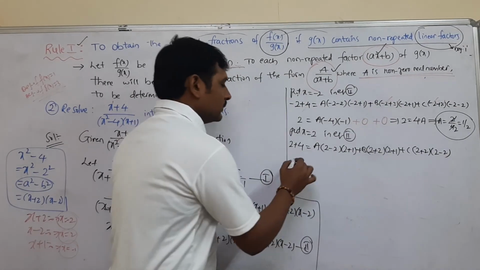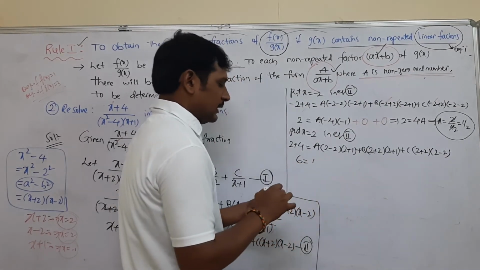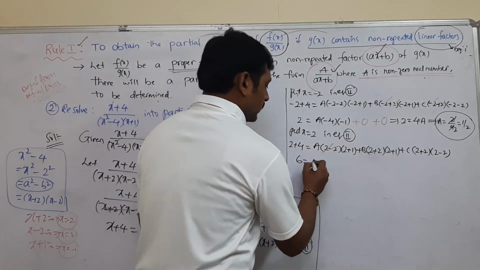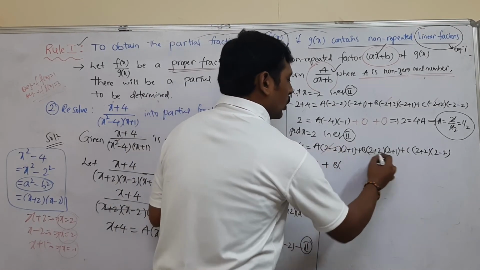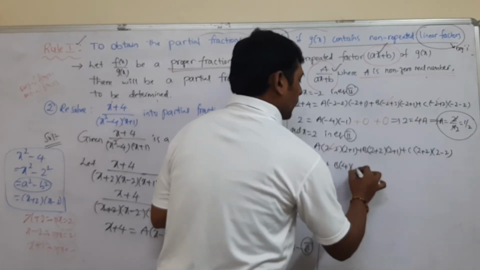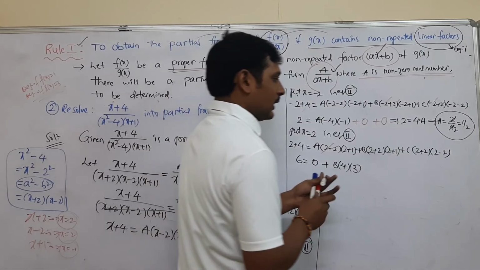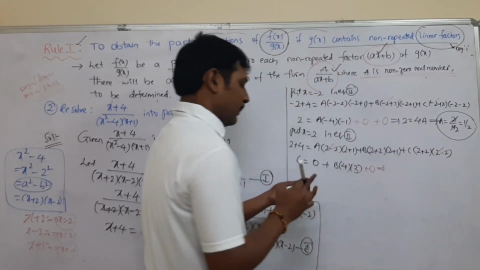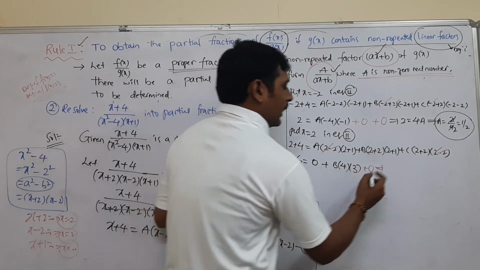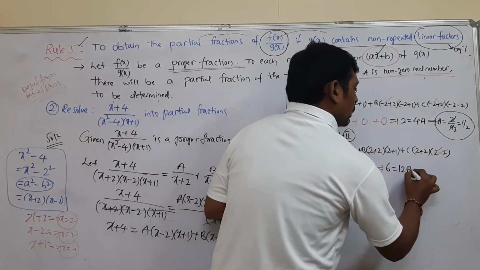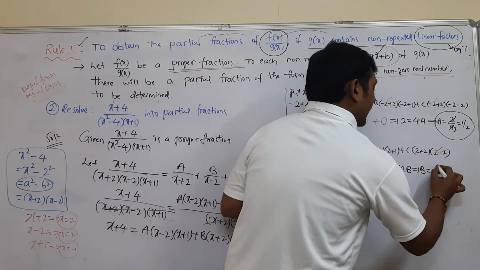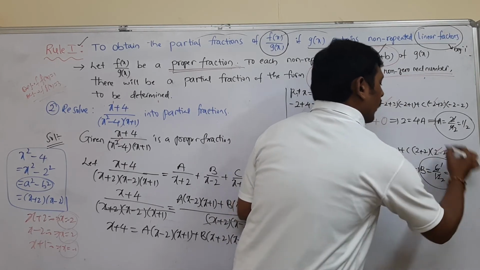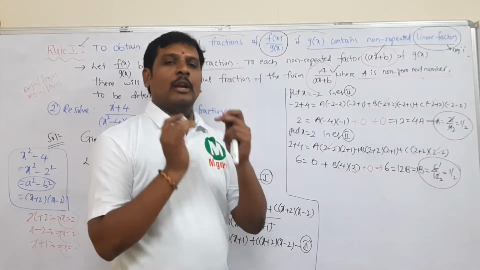2 plus 4 is 6. And here you can clearly observe, 2 minus 2 gets cancelled, so that is 0. And plus b into 2 plus 2 is 4, 2 plus 1 is 3. And you can see here, 2 minus 2 gets cancelled, that is nothing but 0. Which implies, 4 3s are 12, so 6 equals 12b, which implies b can be written as 6 by 12. 6 ones are 6, 6 twos are 12, so nothing but 1 by 2. You got the b value also, 1 by 2.